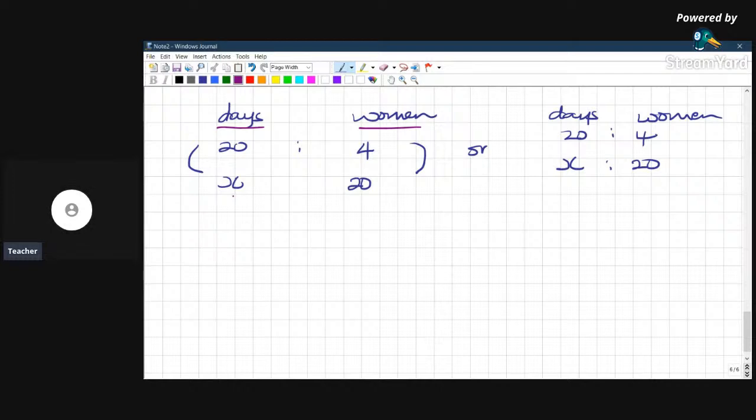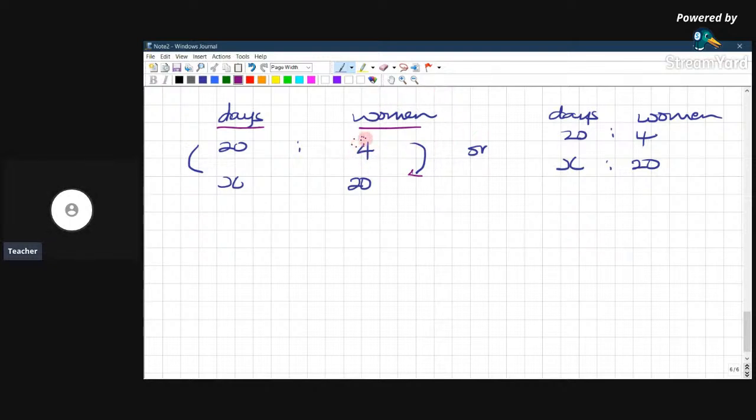That's the basic setup. Now, of course, this is an inverse proportion again, because what's increasing here? The number of women increase. And as the number of women increase, it's only logical that the number of days should what? Decrease, right? Because we have more women working, so it should take less time. So let's go with this.